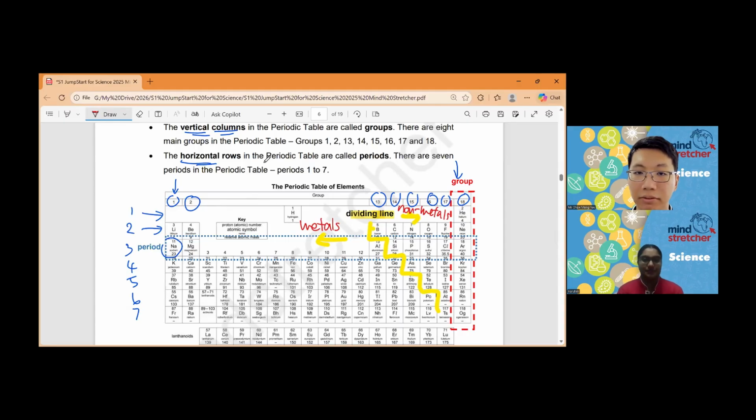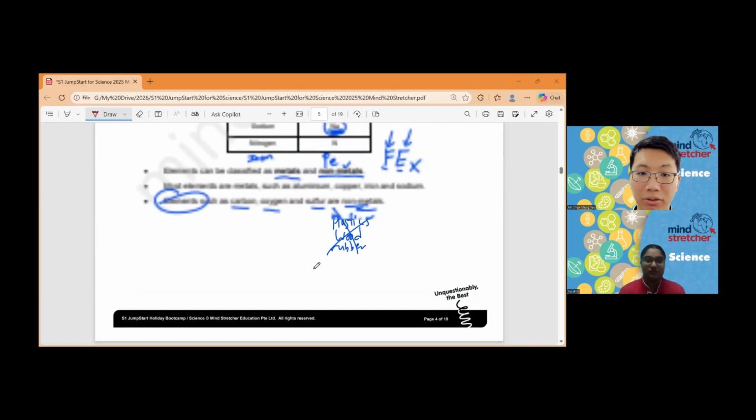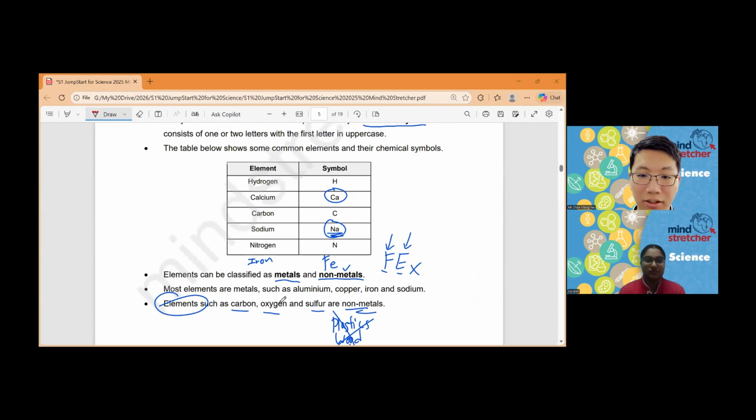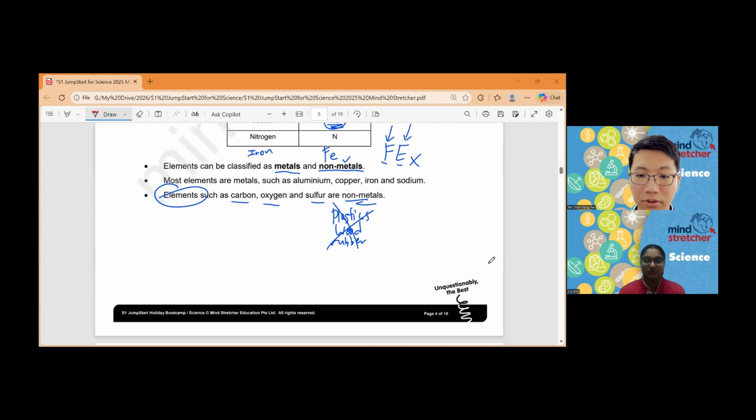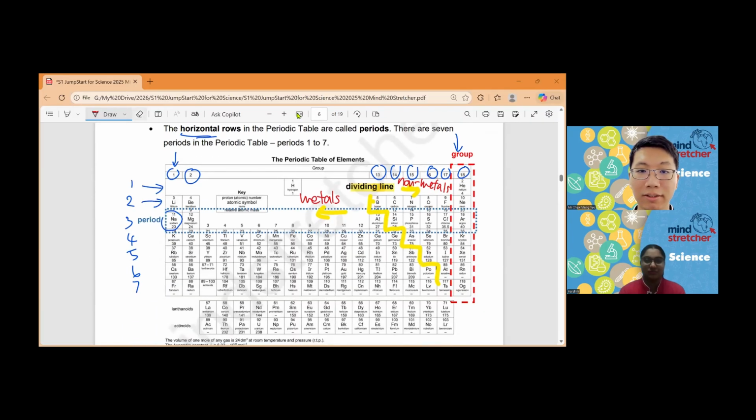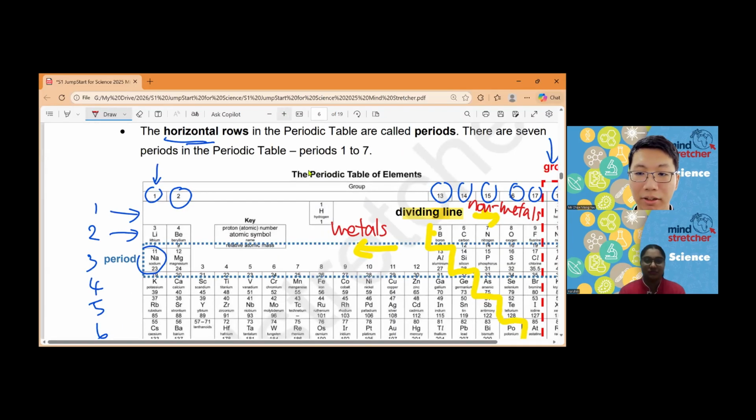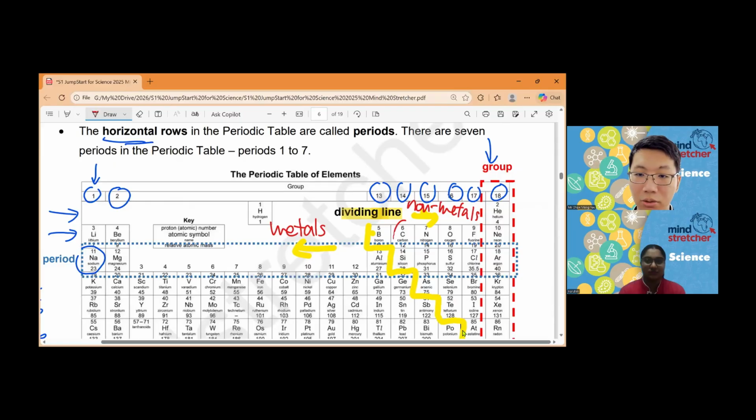So that's one easy way to classify them. Let's say, going back to the top, the non-metals include carbon, oxygen, sulfur. If they ask you whether this element is a metal or non-metal, you find it in the periodic table. Carbon is here, oxygen is here, sulfur is here. They're all on the right side of this dividing line, so that makes them non-metals.